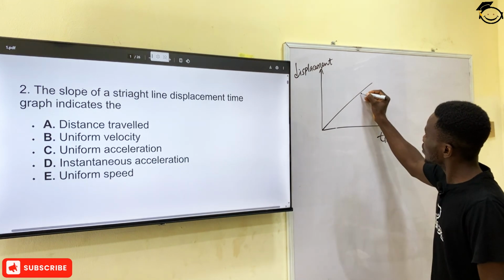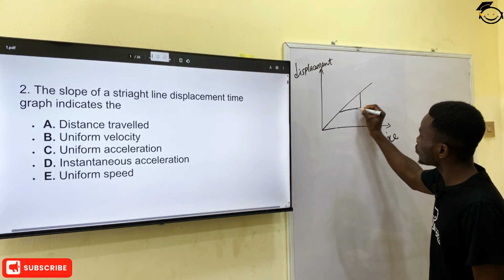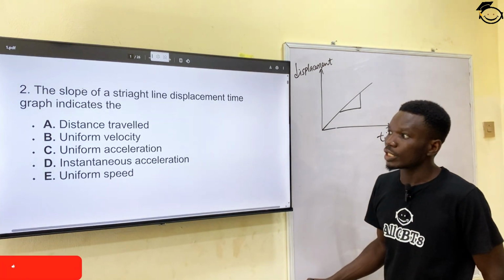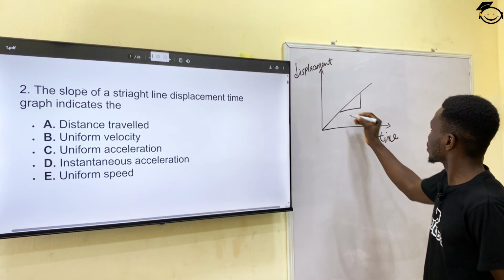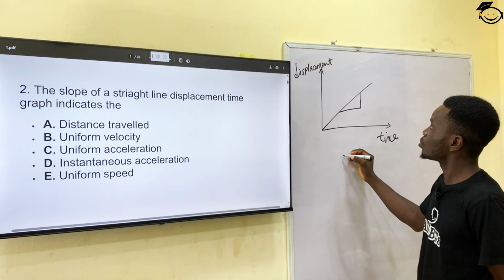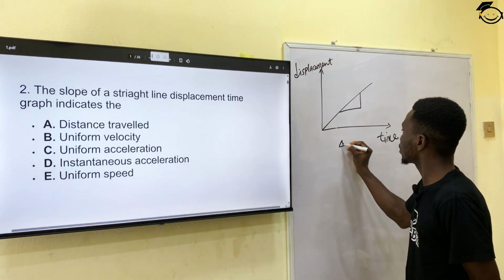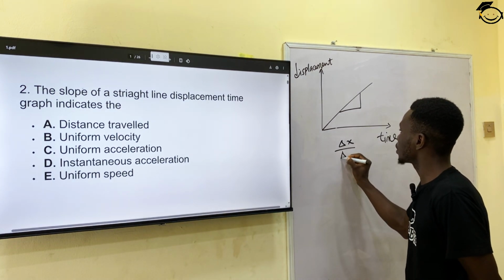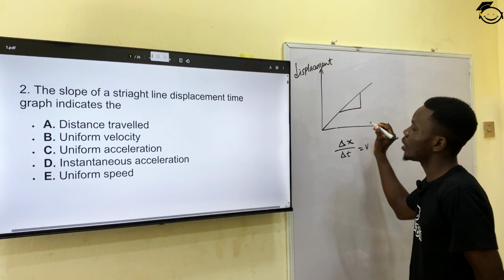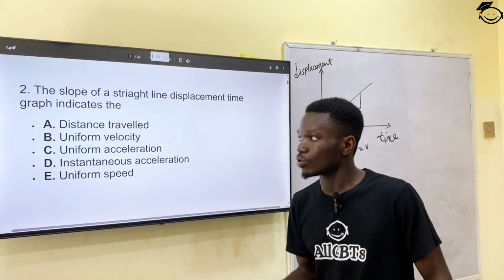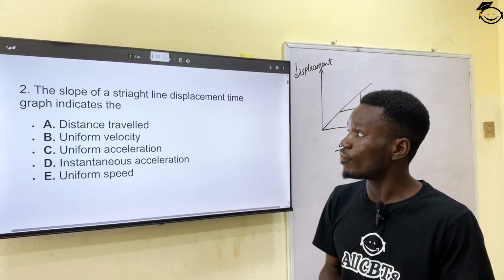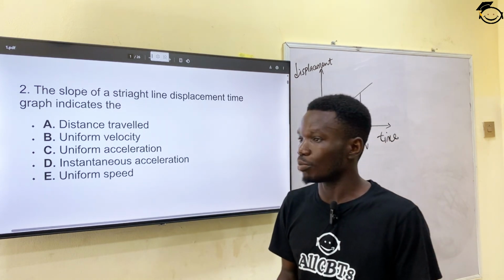So if I'm to find the slope of this graph, the slope of the graph is going to be the velocity. The slope of a displacement time graph is going to be velocity because I'll be having change in displacement over change in time, and that is velocity. So the correct answer to this question is uniform velocity.